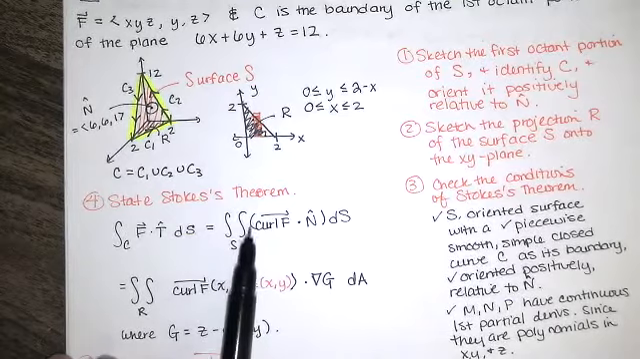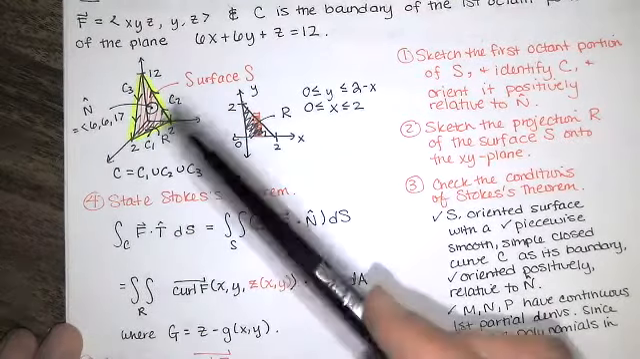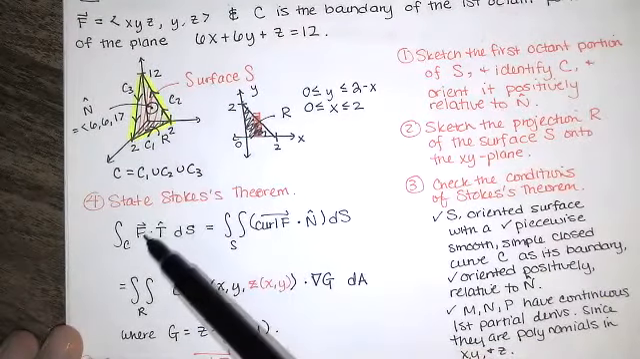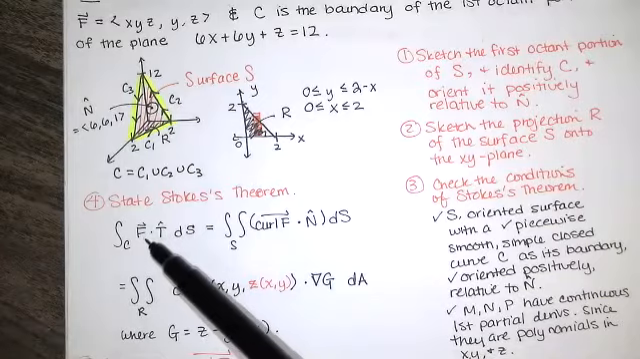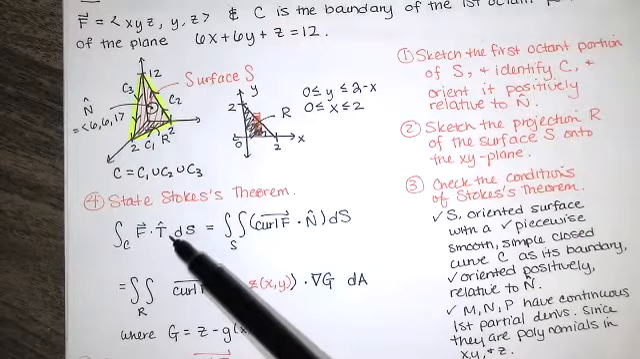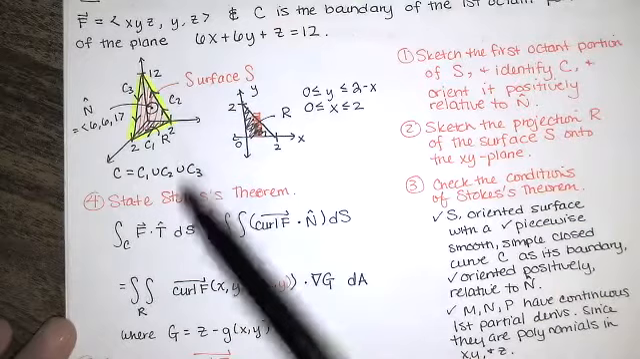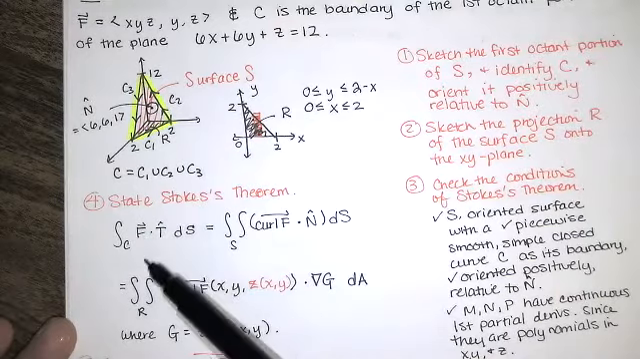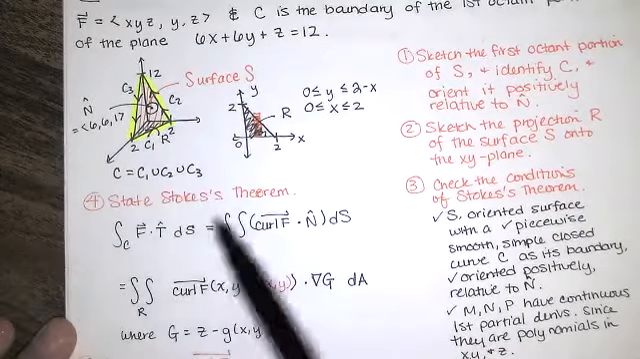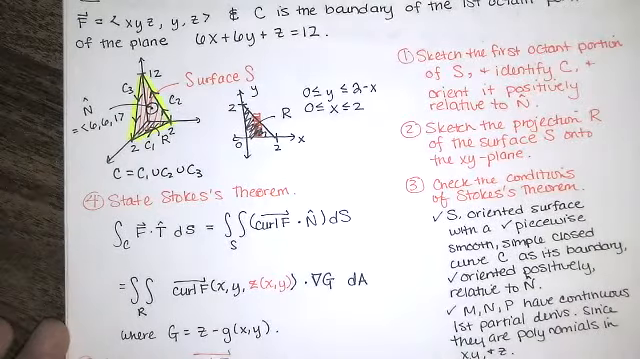You could prove to yourself that this is true by evaluating this as well, but that would require parameterizing C1, C2, and C3, writing F in terms of T, finding R prime, because that T hat ds, remember that's R prime of T dt if we simplify. Find R prime, dot it with F in terms of T, evaluate a line integral here and here and here. And if we've done everything correctly, you're going to get 0 over there because we got 0 over here.